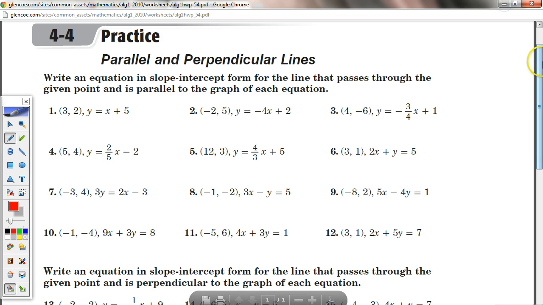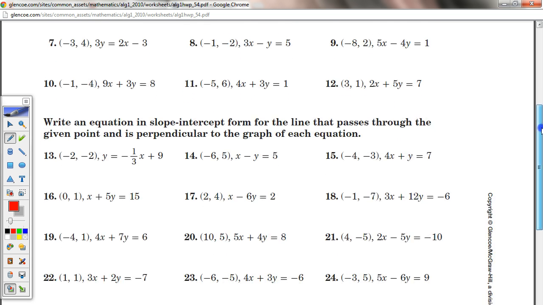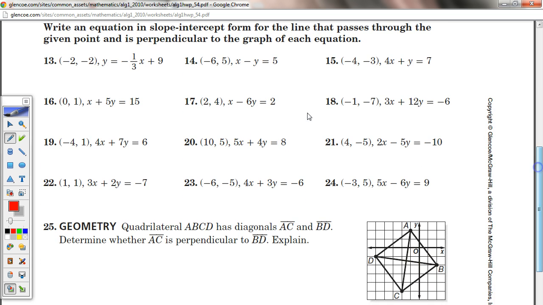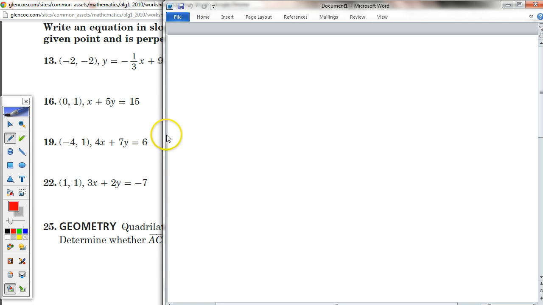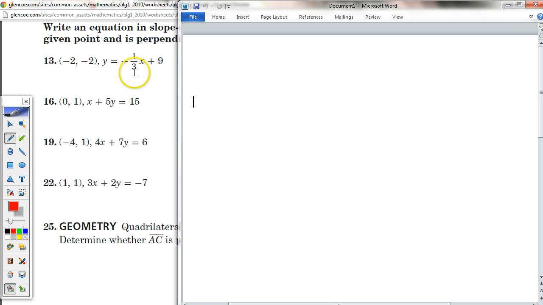Alright, next, let's try one that is asking for a perpendicular. Okay, write an equation in slope-intercept form for the line that passes through a given point and is perpendicular to the graph of each equation. It's the exact same thing we've been doing with the parallel, but now instead of the same slope, it's going to be the reciprocal, the opposite reciprocal.